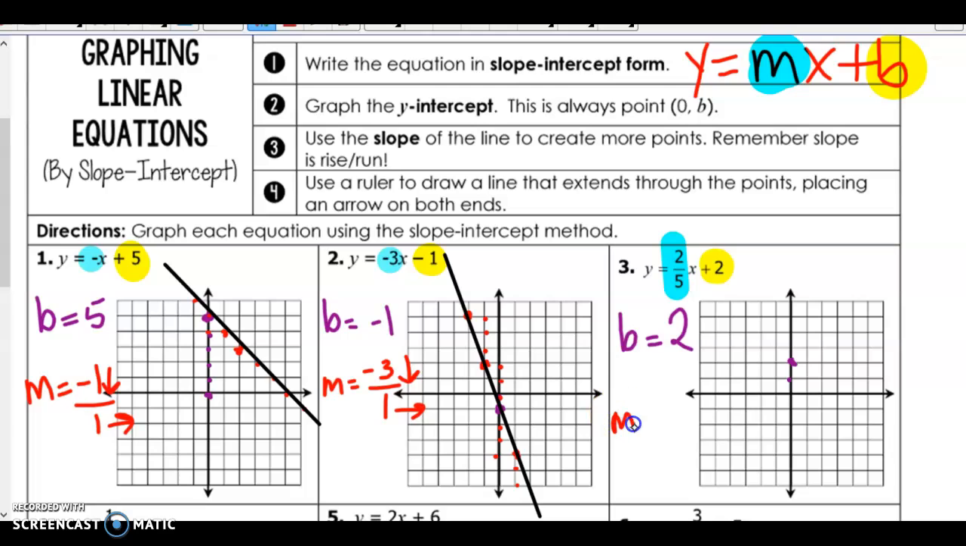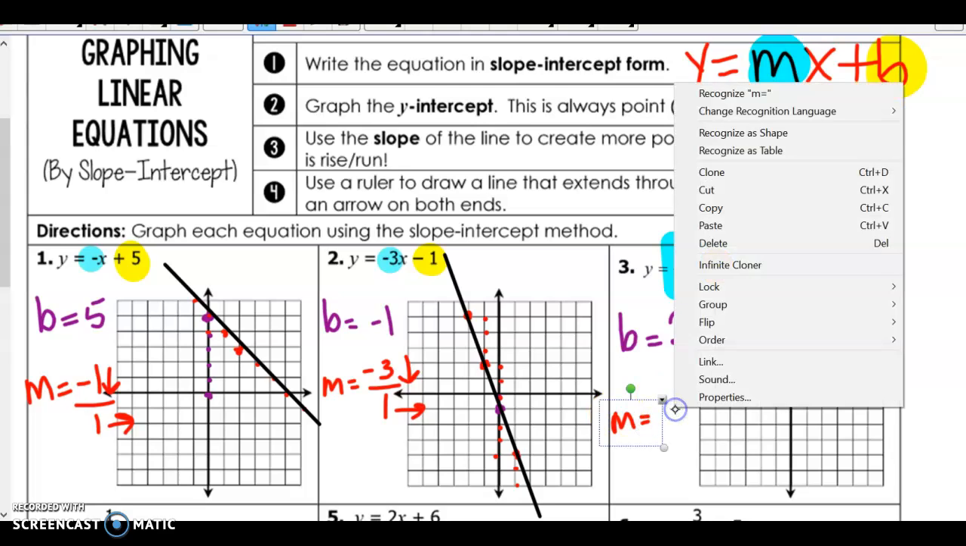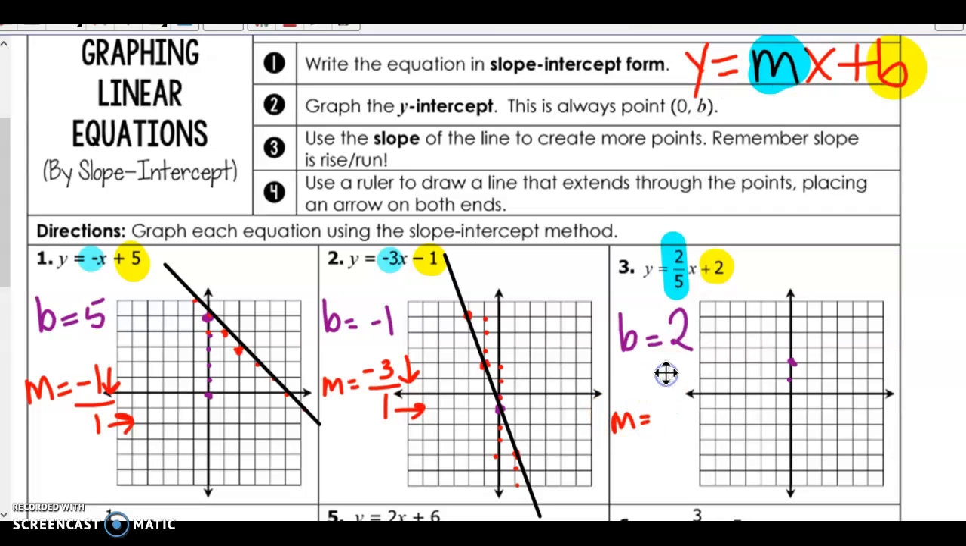Then my m equals 2 over 5. Okay, so +2 tells you to go up, +5 tells you to go to the right. So from the 2 that I did in purple, I'm going to go up 1, 2. Then I'm going to go to the right 1, 2, 3, 4, 5, and put a dot.